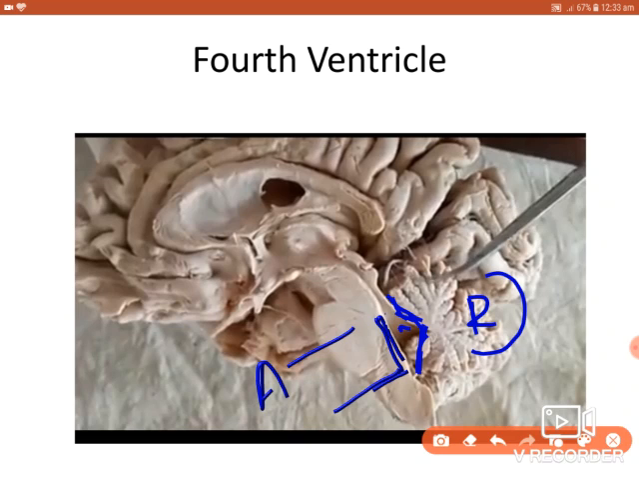Here this cavity, here there is the third ventricle. This third ventricle communicates with this fourth ventricle through the cerebral aqueduct here. This fourth ventricle communicates through the central canal of this medulla. That one is communicating with the central canal of the spinal cord.